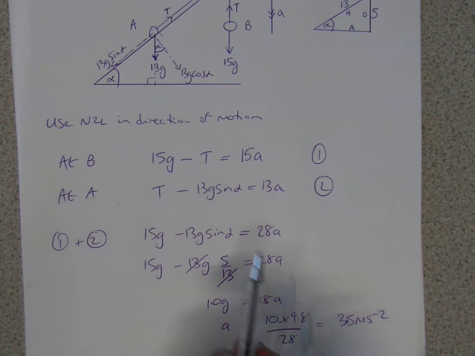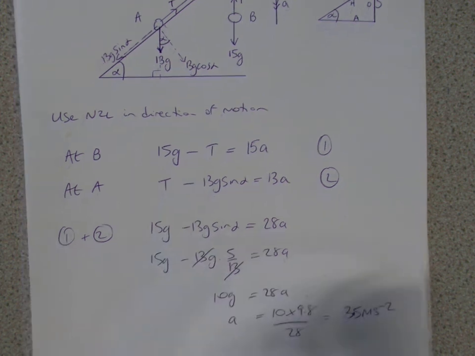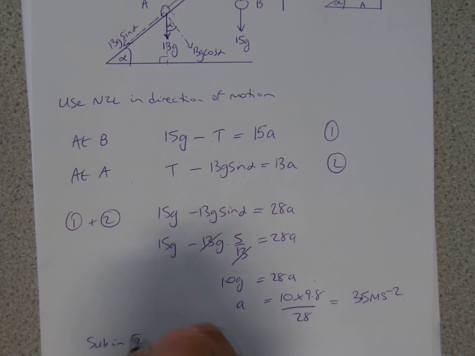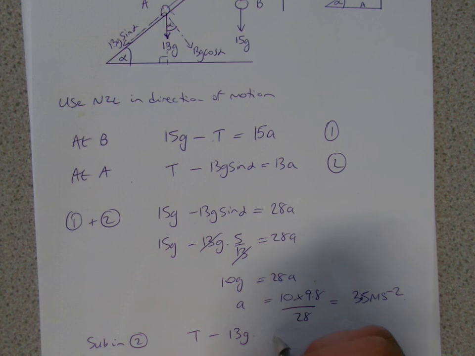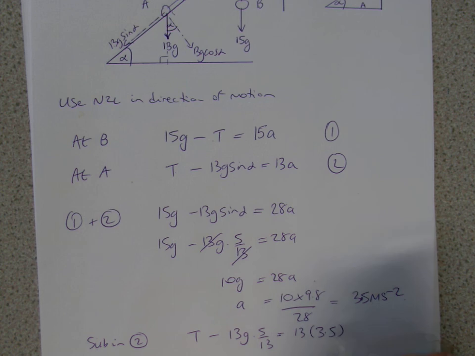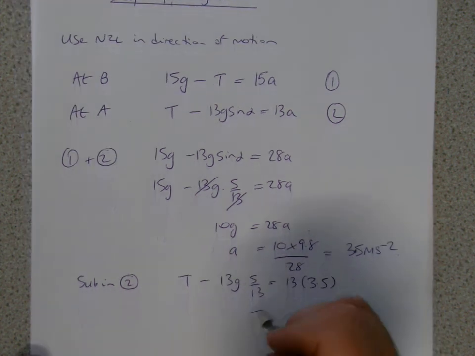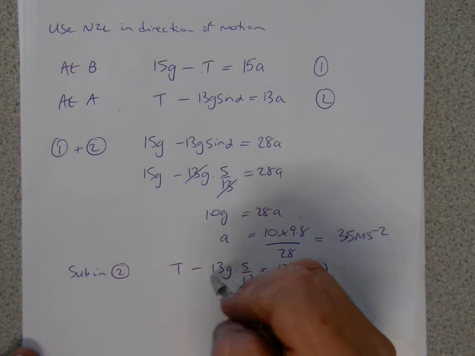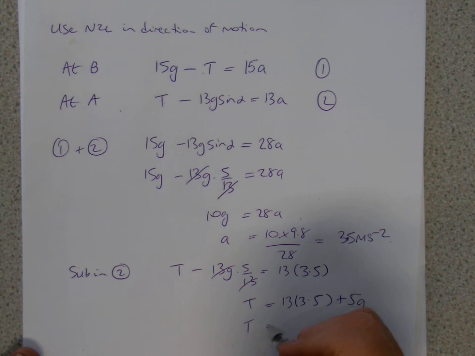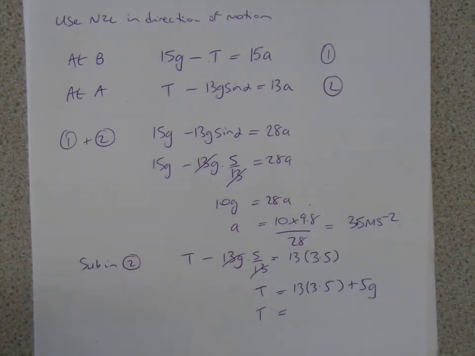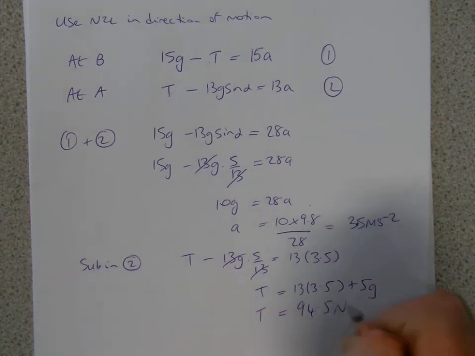Once you've got a, you can work out your tension. Sub it into, say, equation 2. So T minus 13g sine alpha, and sine alpha was 5/13ths, equals 13 times a, which is 3.5. It's just a case of rearranging that and you get your tension. Those 13s cancel, so you get 13 times 3.5, plus the 5g. So I do that on my calculator, 13 times 3.5 plus 5 times 9.8, and I get 94.5 newtons.